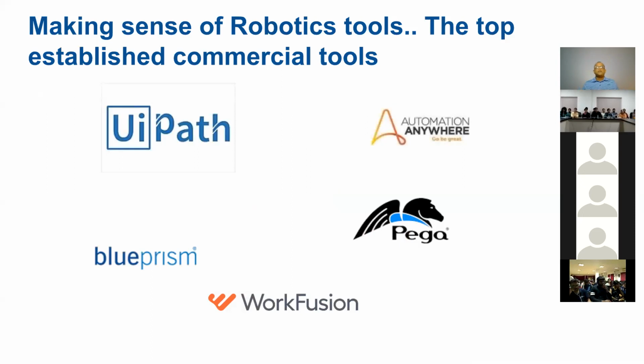A little bit of making sense of the tools overall. There is a company called UiPath, Automation Anywhere, Blue Prism, WorkFusion, Pega. There are many. Most of these tools are called RPA tools, or robotic process automation tools. They are comparable.